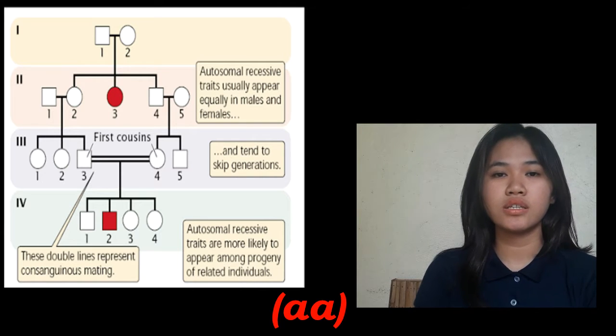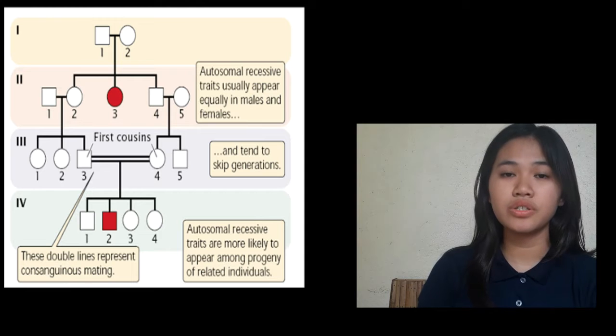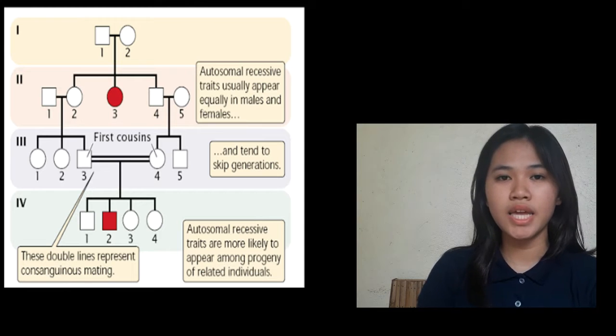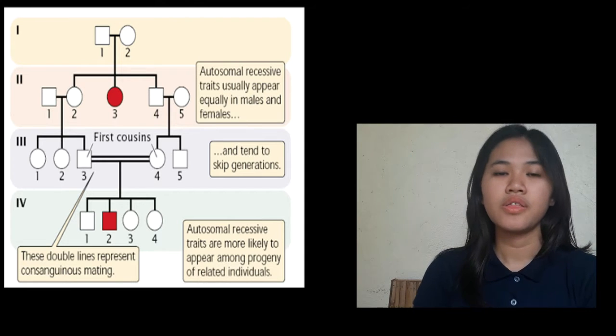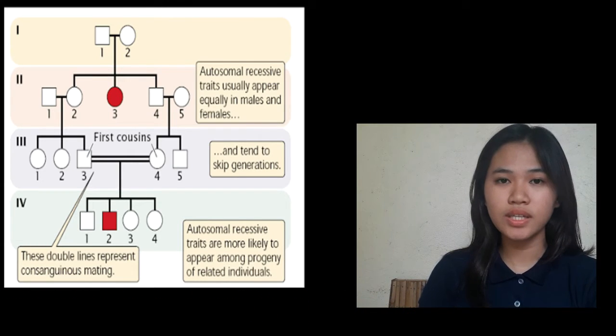And second, only homozygous recessive individuals may exhibit the trait. As a result, the trait may skip generations. Third, consanguinity may be present. Consanguinity means mating between close relatives.